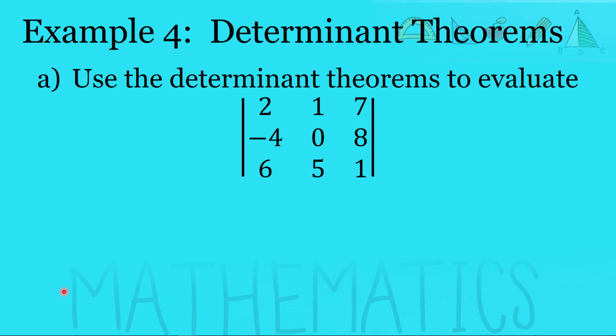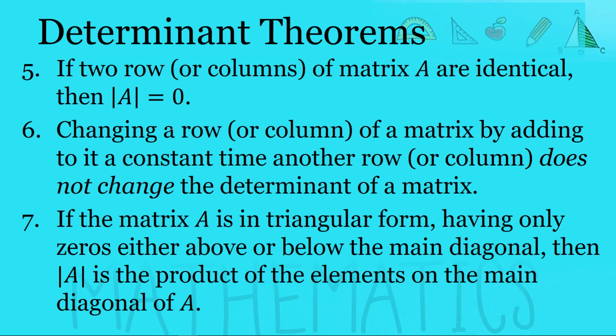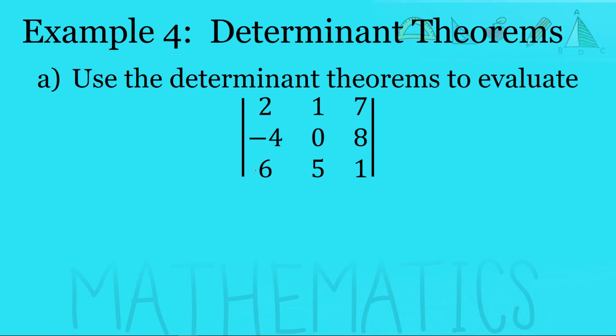So here, we want to use the determinant theorems to evaluate this particular determinant. Well, one of the things that we can do is use Theorem 6. How is Theorem 6 going to work for us? And what is Theorem 6 again? Well, this is Theorem 6. We want to change a row or a column of a matrix by adding to it a constant times some other row or column, because that will not change the determinant of a matrix. So chances are, if we changed one of these rows, things might be a little easier for us.